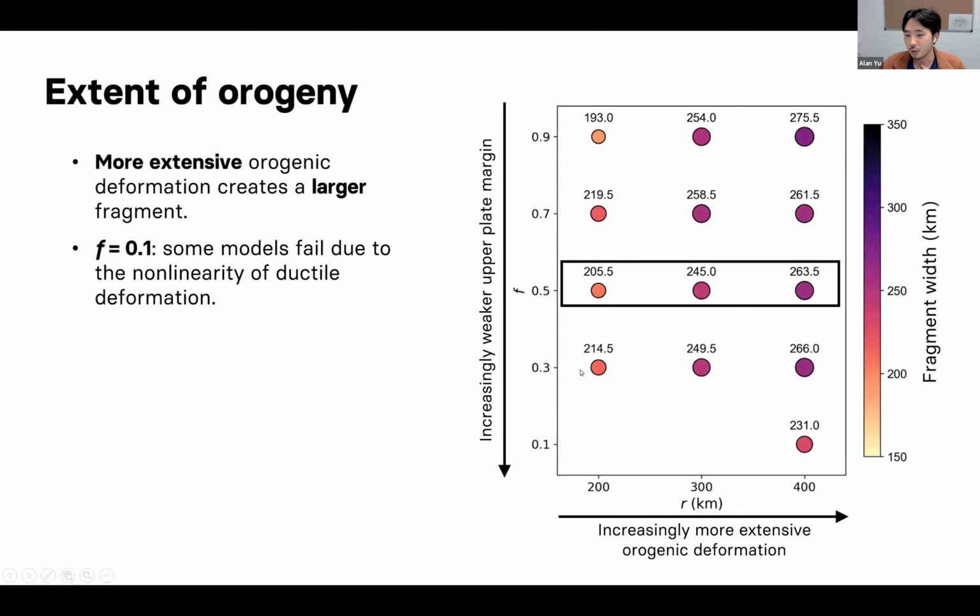And again, as we look throughout all different extents and also different strengths of the upper plane margin, we can see that a more extensive orogenic deformation zone creates a larger fragment, with the edge case here being when f is equal to 0.1.